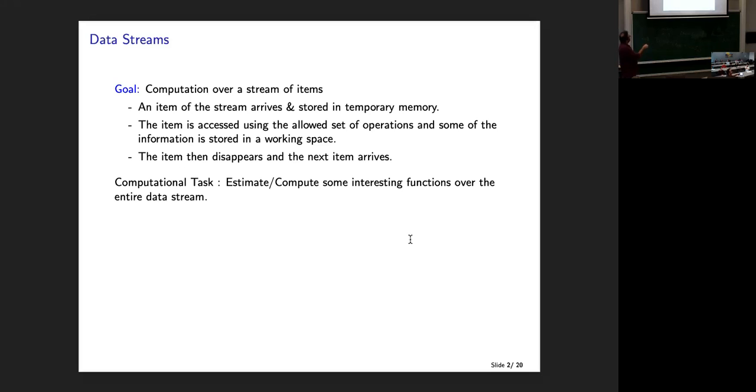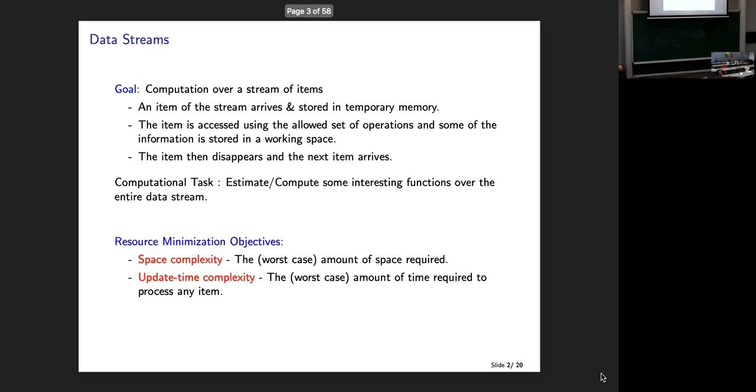And the main idea is to compute something about this stream. So there is this huge stream, and you want to compute something. And the main focus is to reduce the amount of space required. That's the standard stuff. So the optimization problem usually is about the space complexity.